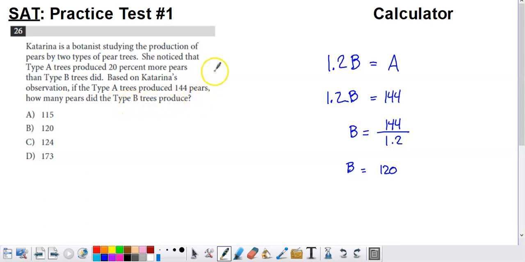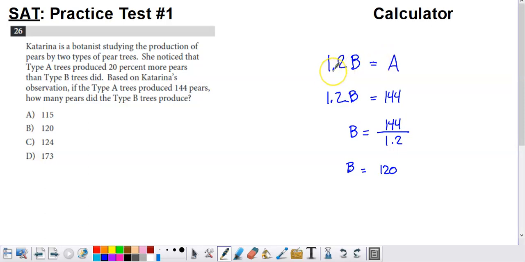So one thing that I think right away when I read this middle sentence within this problem, the type A trees produced 20% more pears than the type B trees did, that allows me to write a little equation. The type A trees, the amount that they produced is equal to 20% more than the type B trees produced.